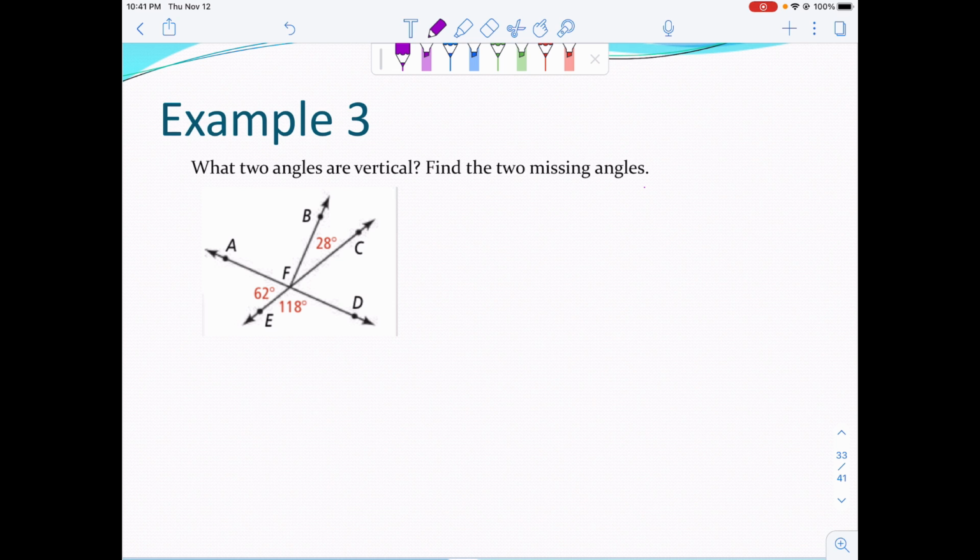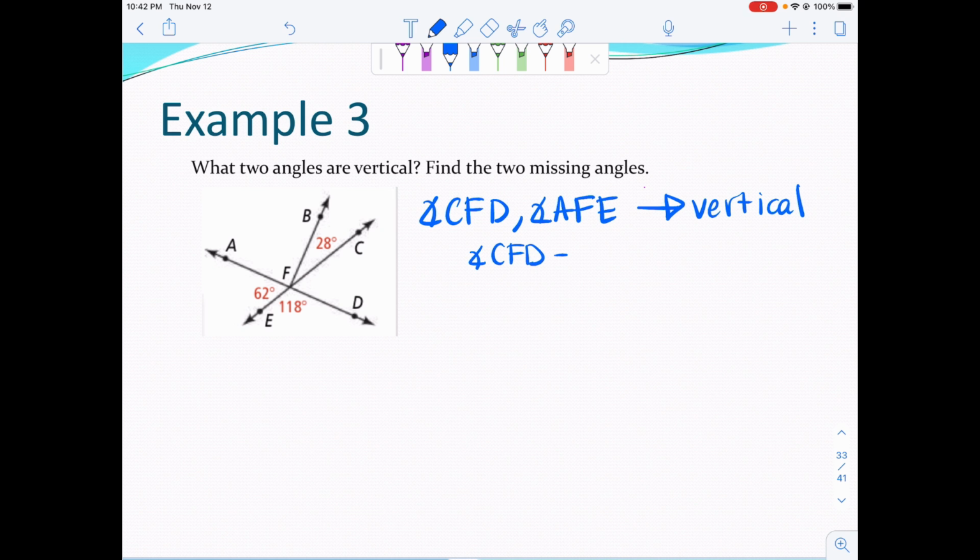All right, I think you pressed pause and you gave this a try. So let's go ahead and go with our first example, our first pair of vertical angles. I think we only have 1 pair, but we can see if we have more. All right, so I see that angle CFG and angle AFE, these angles are vertical, which makes them also congruent. So angle CFD is congruent to angle AFE.